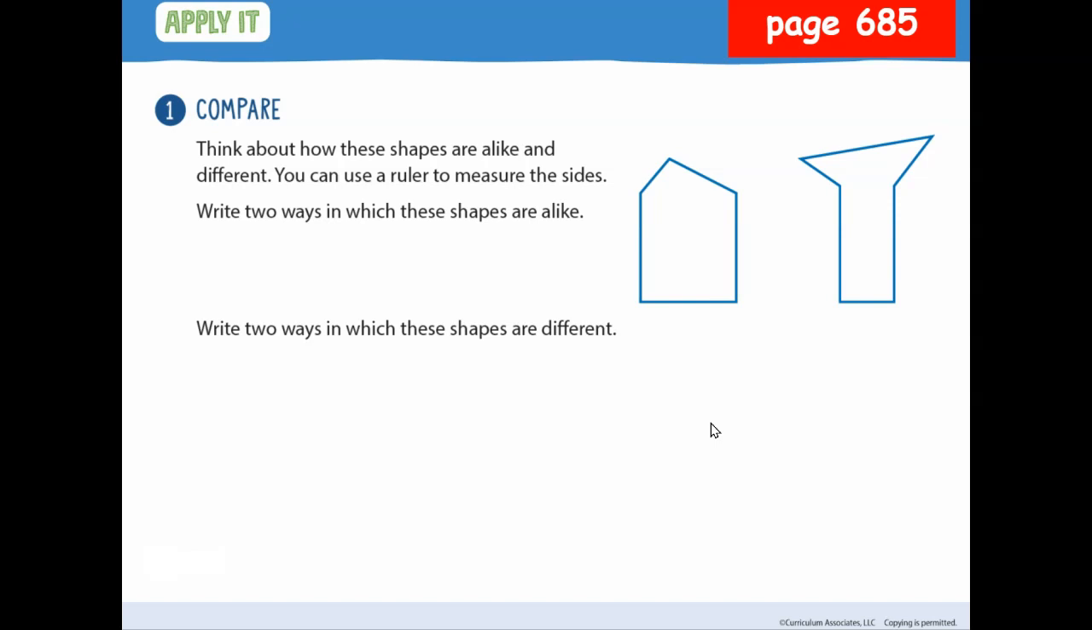I think that's it, right? Yeah. And they're both polygons because they're a closed shape, right? Okay. How are they different? One has more sides than the other. Yes. This one right here has 5, and this one has how many? 6. Okay.